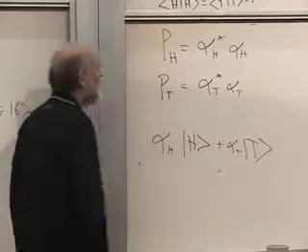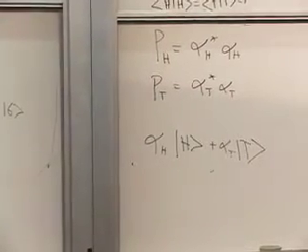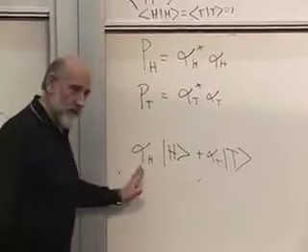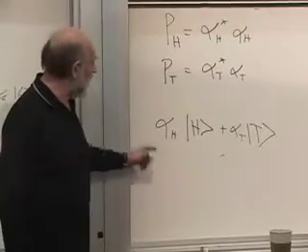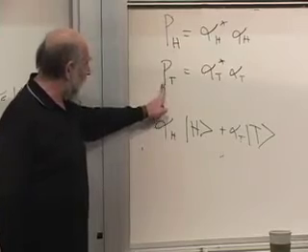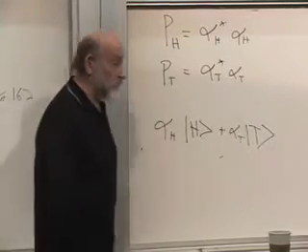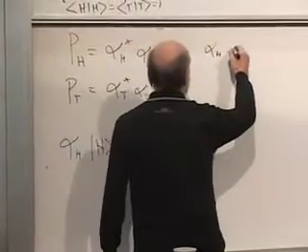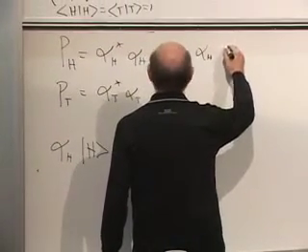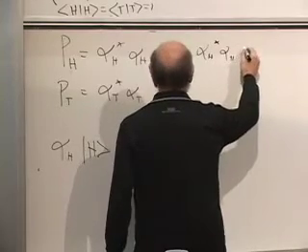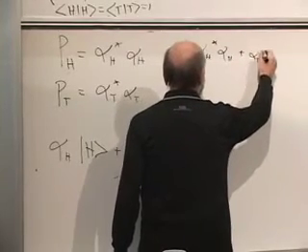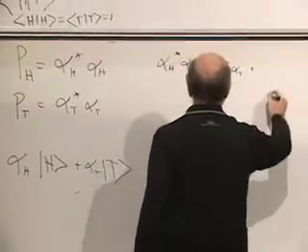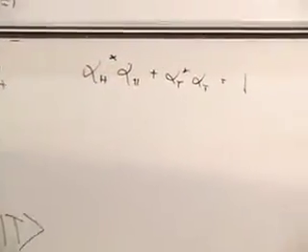Well, that tells us one more constraint about these vectors describing physical states. We expect the probability for H plus the probability for T to add up to 1. So we expect that alpha_H star alpha_H plus alpha_T star alpha_T is equal to 1. Let's give this vector a name.